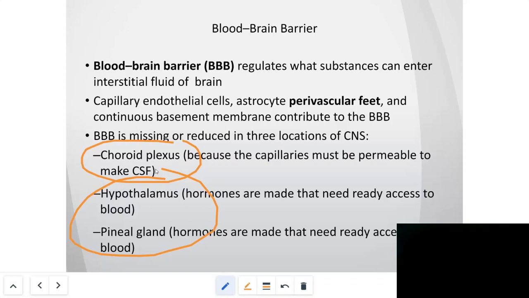So there's this communication aspect that needs to be quick, no blockage, right? The hormone goes out into the bloodstream, gets to your body, so it goes down through a command system. Right? So just make sure you're knowing that. Hypothalamus, pineal gland do not have BBBs.